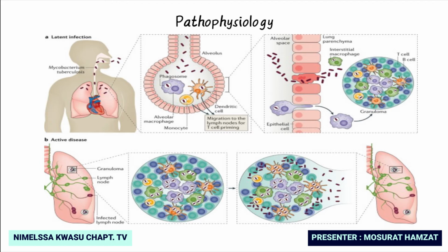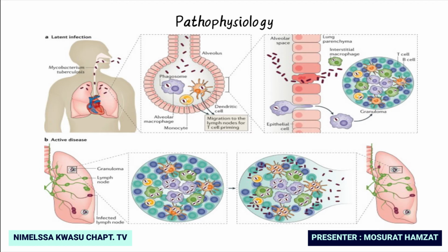So they are trying to contain it here so that it will not migrate, replicate and spread to other parts. So this is what happens in latent infection. That is where it stops. But for active disease, the bacilli will begin to replicate within the granuloma, and once the bacterial load gets too much, it will destroy the granuloma and the granuloma will burst, thereby releasing the bacilli.